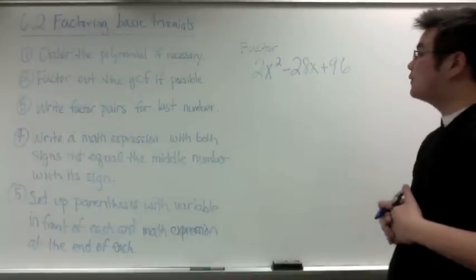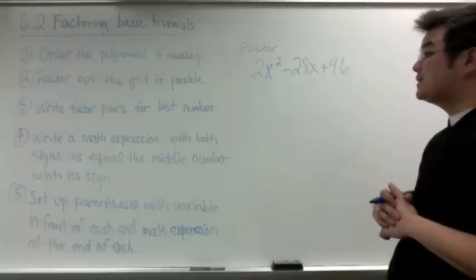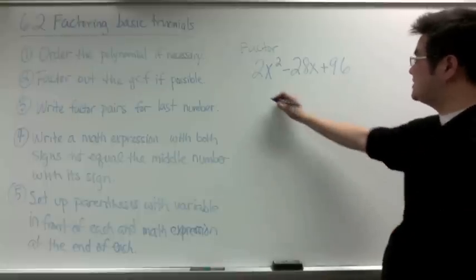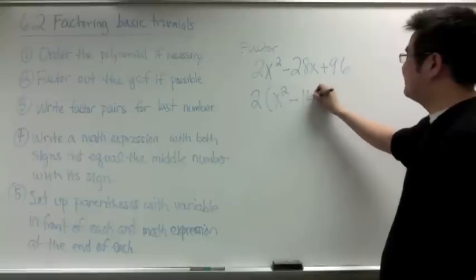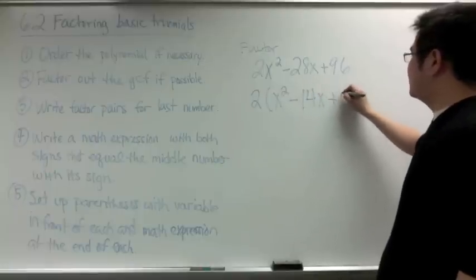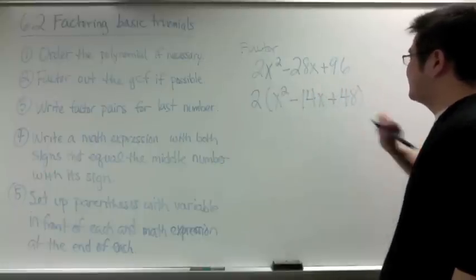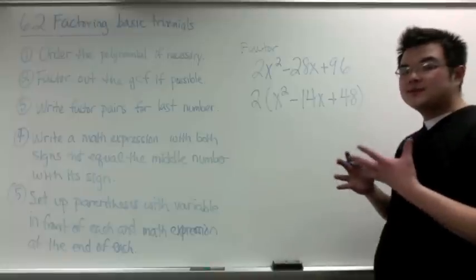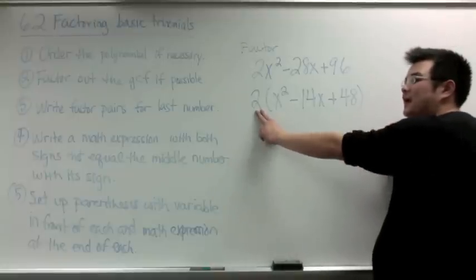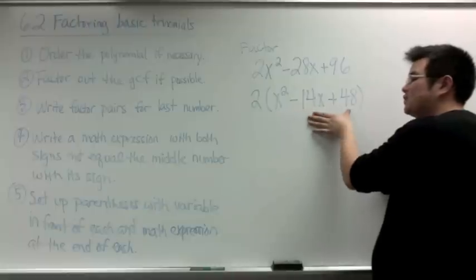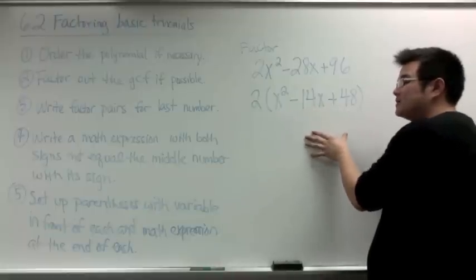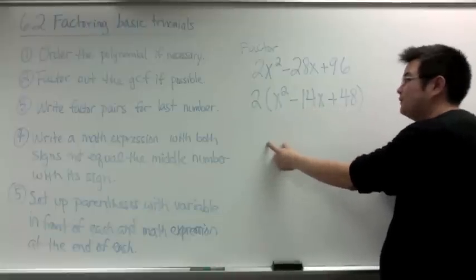In our next example, we're going to factor out the GCF. The GCF is 2, so I'm left with x squared minus 14x plus 48. If you notice, the problem looks a little different now because there's a number out here in front. What we're going to do is factor this trinomial, and then in our final answer, we're going to bring down the 2.